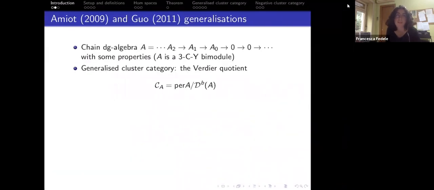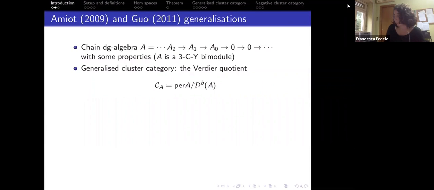The first one I want to mention is the one by Iyama in 2009. And this was, a couple of years later, generalized a bit further for higher cluster categories by Guo, but the setup is in a way the same. If we start with Iyama's case, we start with a differential graded algebra with some extra properties that I'm not really listing, but for example, A is homologically smooth, and A has the property of being a 3-Calabi-Yau bimodule. Then the generalized cluster category is a Verdier quotient.